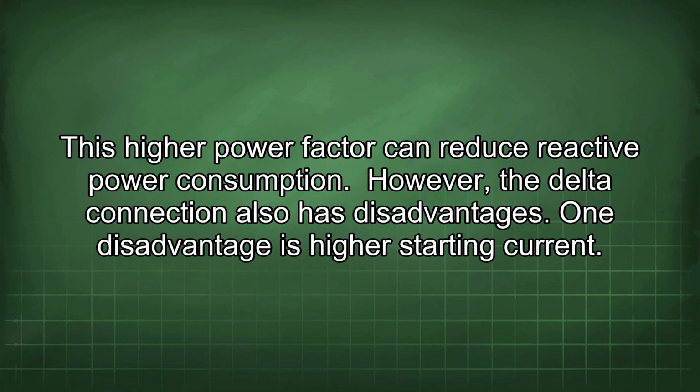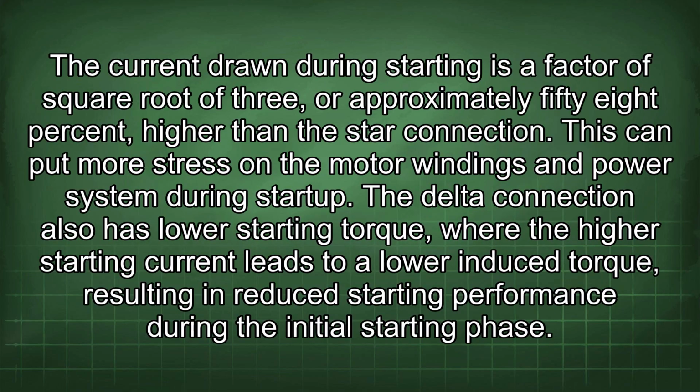However, the delta connection also has disadvantages. One disadvantage is higher starting current. The current drawn during starting is a factor of square root of 3, or approximately 58% higher than the star connection. This can put more stress on the motor windings and power system during startup. The delta connection also has lower starting torque, where the higher starting current leads to a lower induced torque, resulting in reduced starting performance during the initial starting phase.